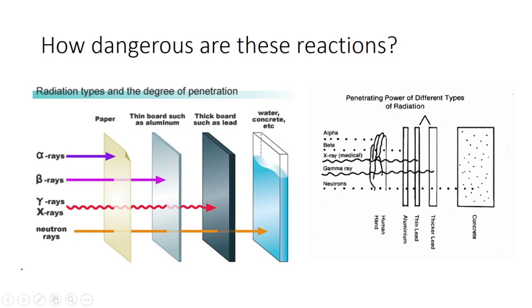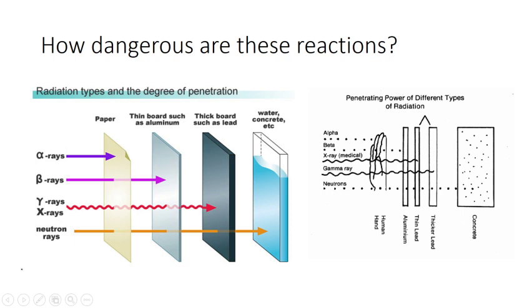Beta particles are a little more energetic. They will pass through paper or you. They can be stopped by some thin metal sheets or boards. They can be stopped by an aluminum board, things like that.